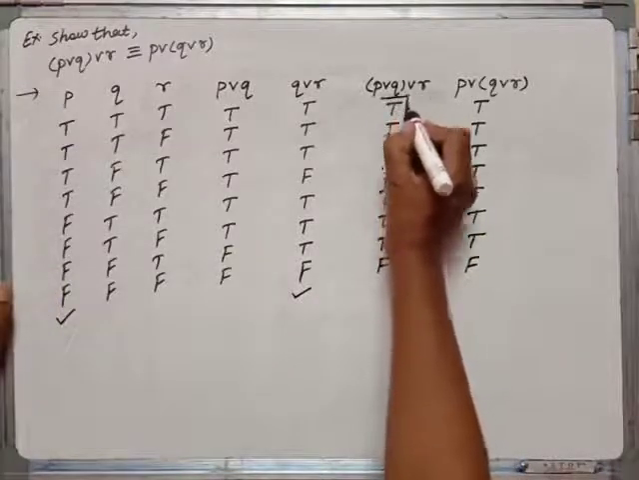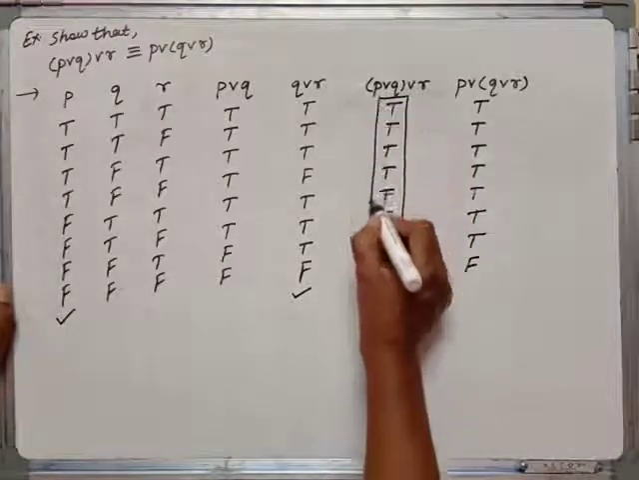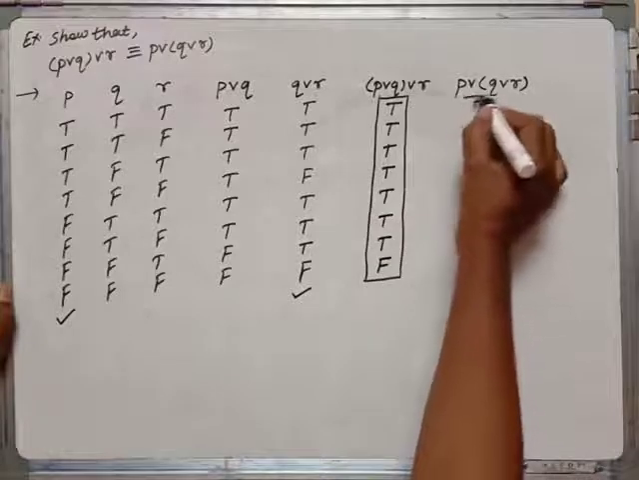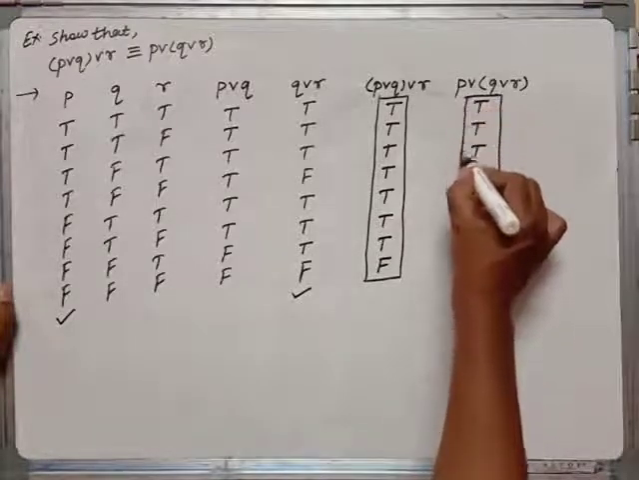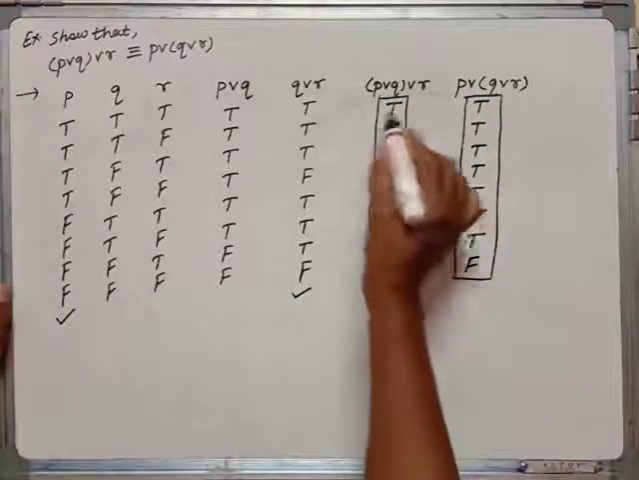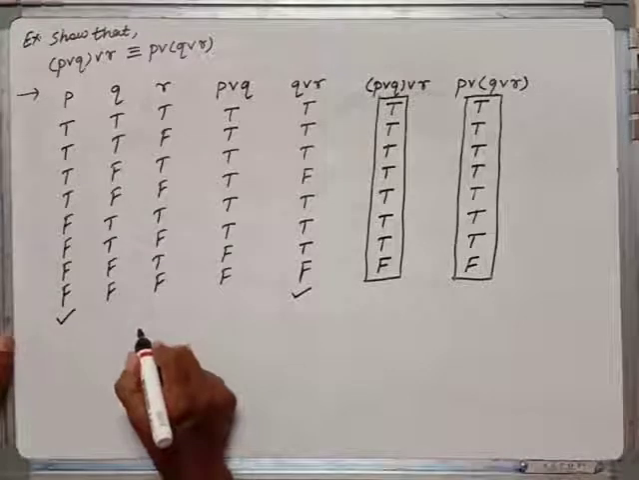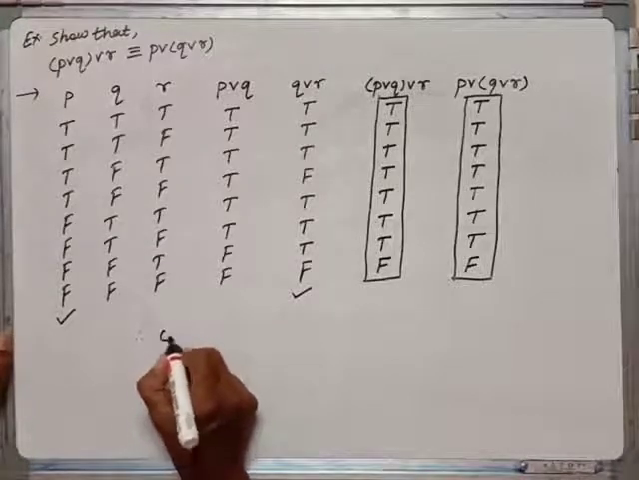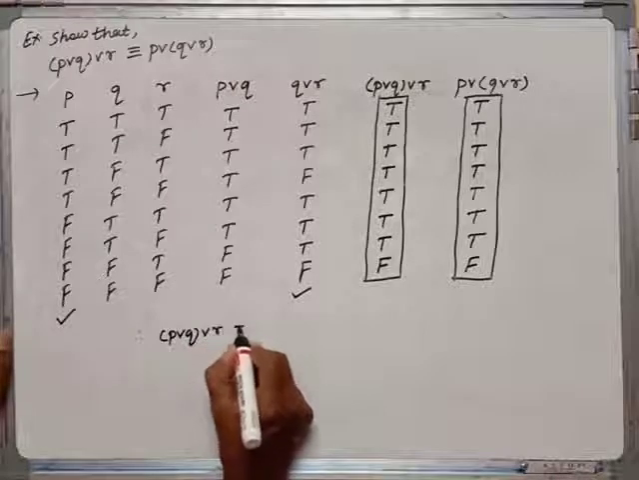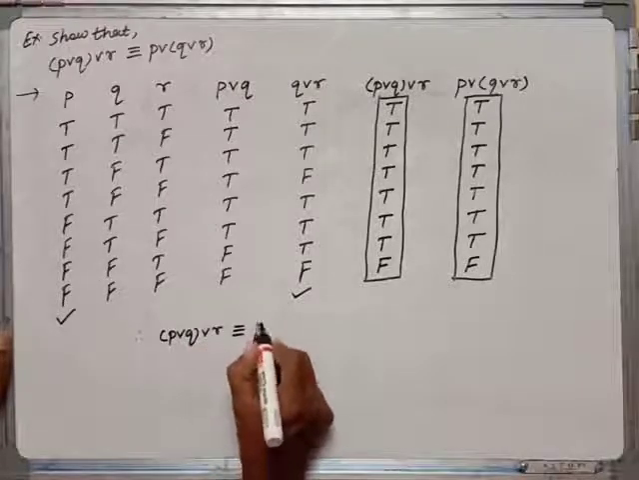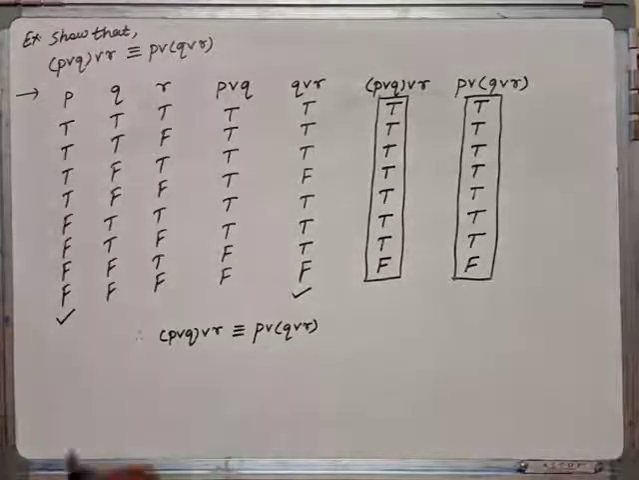Now clearly these two columns are identical, meaning they have the same truth values in all possible cases, so these are equivalent, or I can say OR is associative. Therefore (P or Q) or R is equivalent to P or (Q or R).